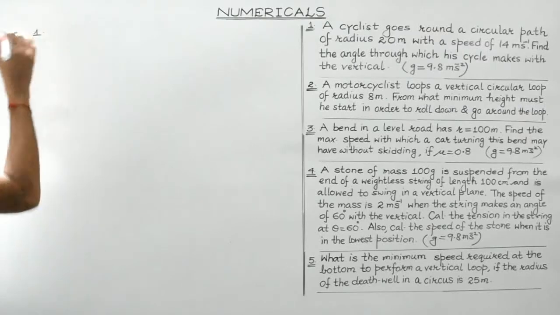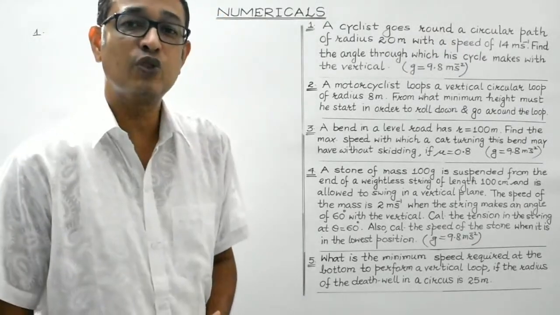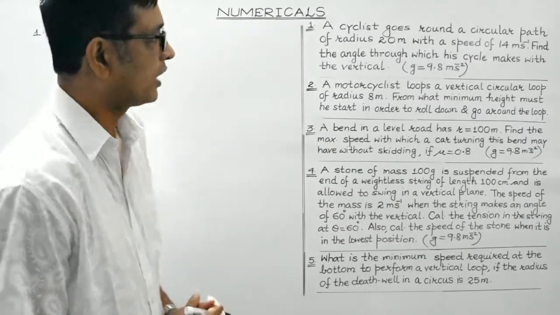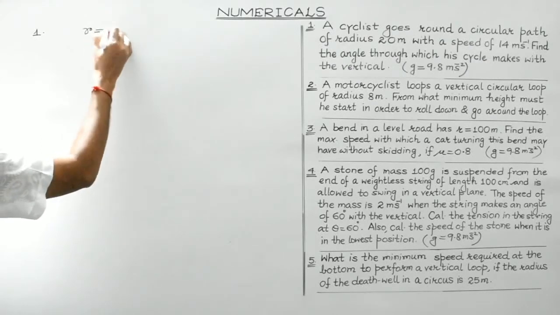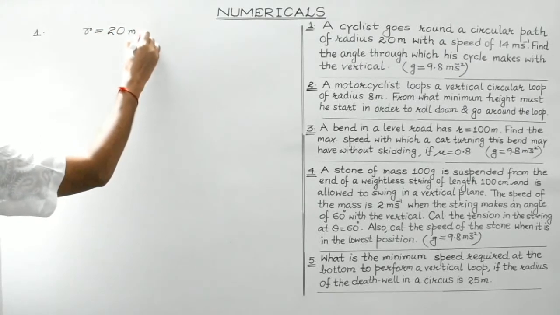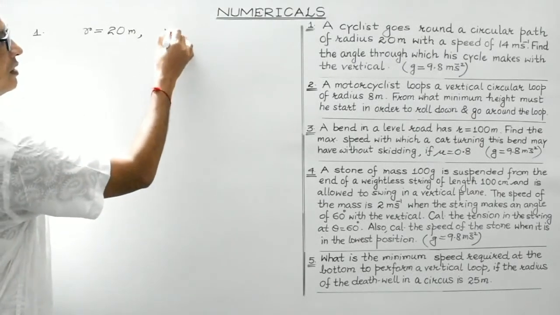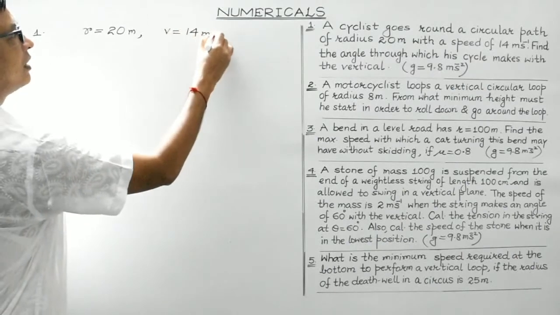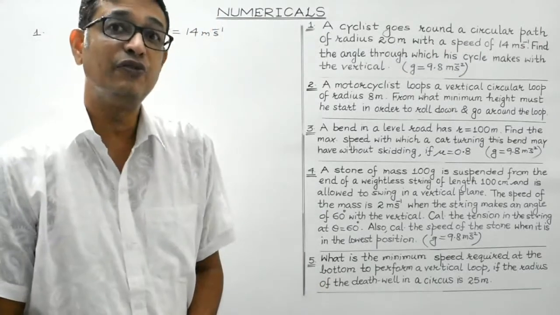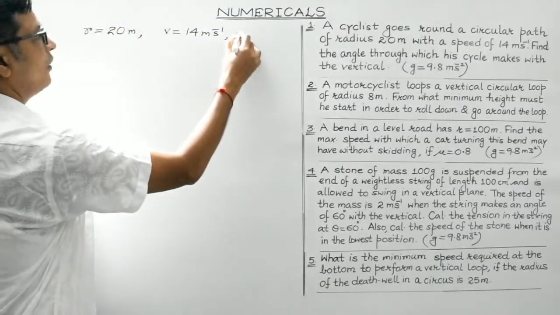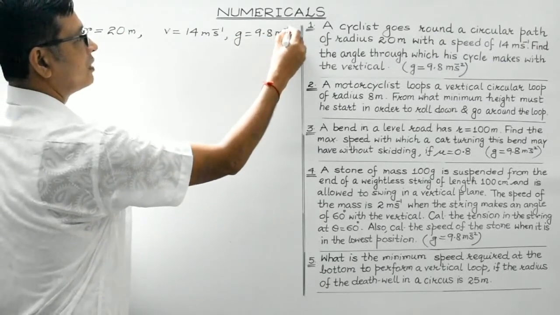First question is, students, a cyclist goes around a circular path of radius 20 meter with a speed of 14 meter per second. So what is the given information? Radius of the circular path is 20 meter. Then the speed with which the cyclist executes this circular path is 14 meter per second. Find the angle through which his cycle makes with the vertical, and the value of acceleration due to gravity is to be taken as 9.8 meter per second square.